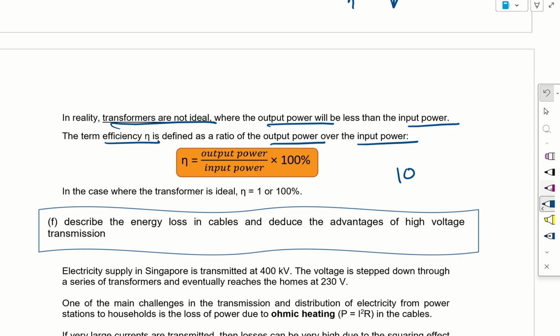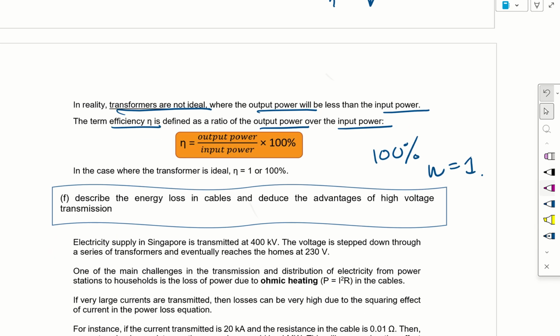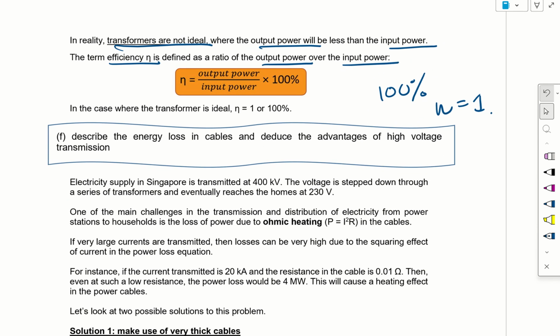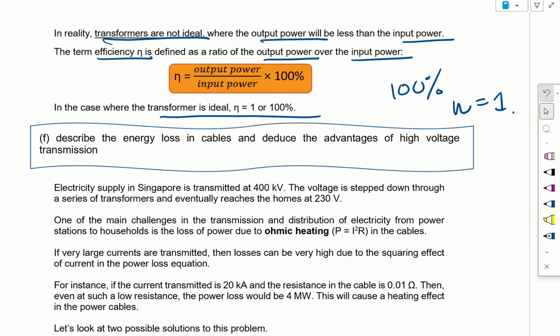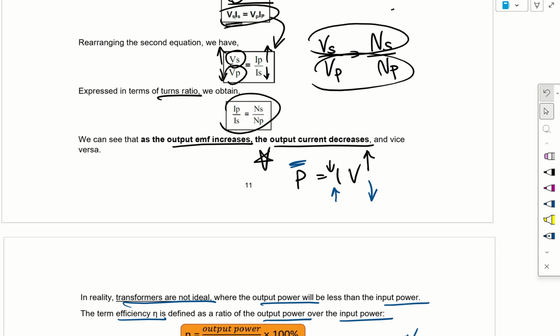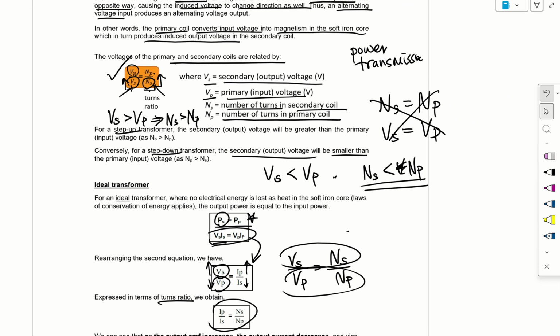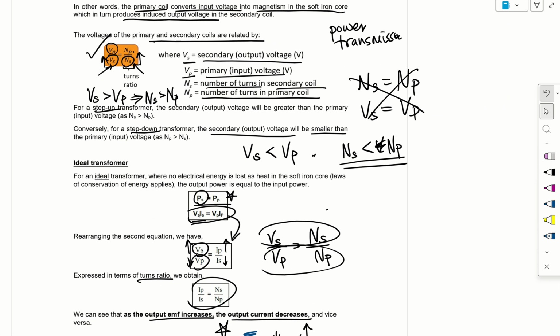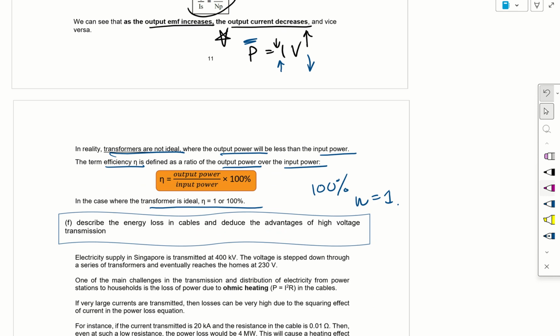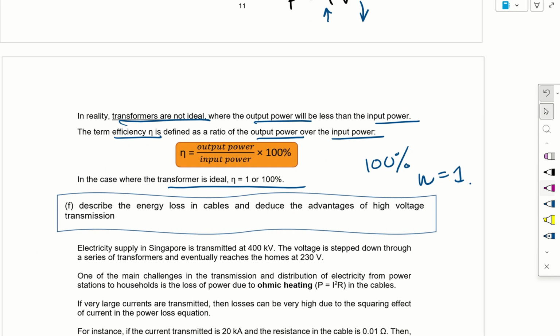So the maximum is 100%, or an efficiency of 1. We cannot get more than 1. If it's more than 1, then nobody needs to work already. So in a case whereby the transformer is ideal, the efficiency ratio is 1 or 100%. So we still haven't done any application yet. Some of you will be wondering, why do we need a transformer? Why do we need to step up or step down the voltage? And this will be covered in success criteria F.